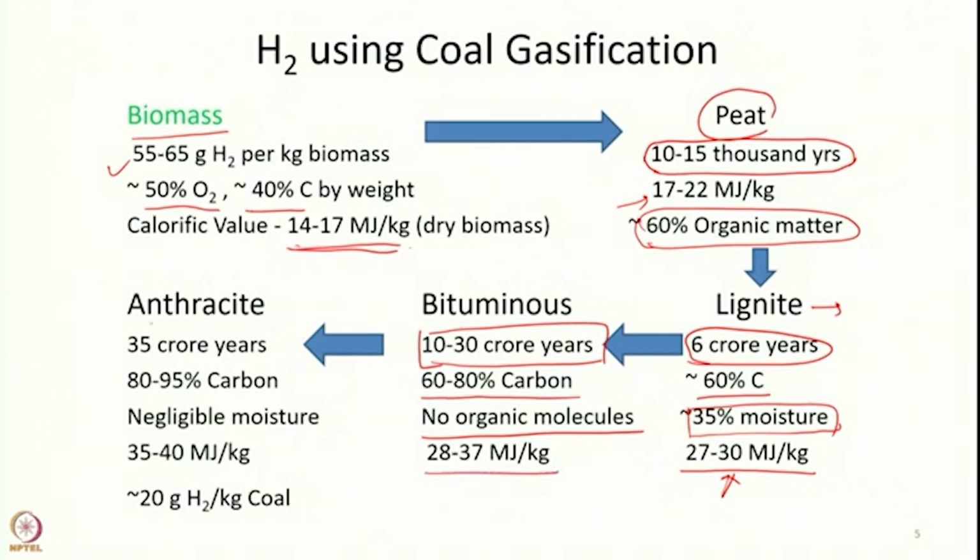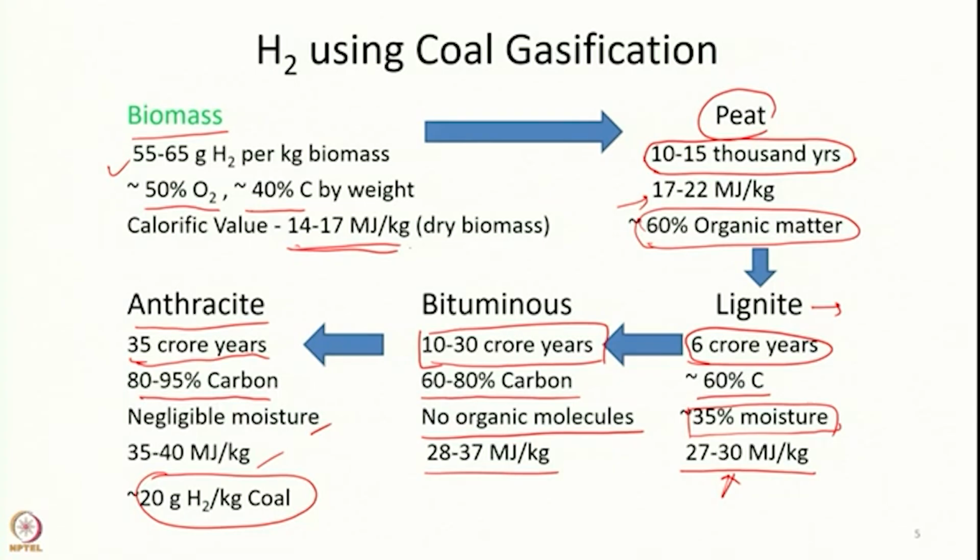And the anthracite, which is one of the best qualities of coal, you will get around 35 crore or 350 million years old, which has 80 to 95% carbon, negligible amount of moisture, very high calorific value, but the hydrogen content is very low, only around 20 grams hydrogen per kg of coal.